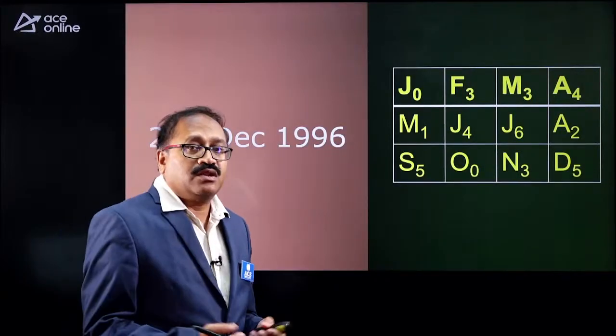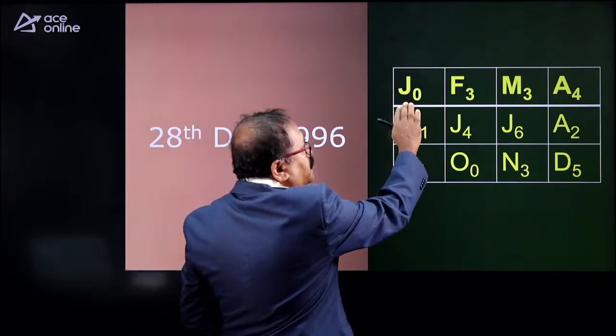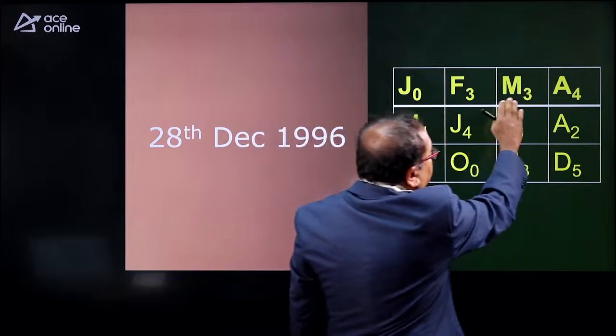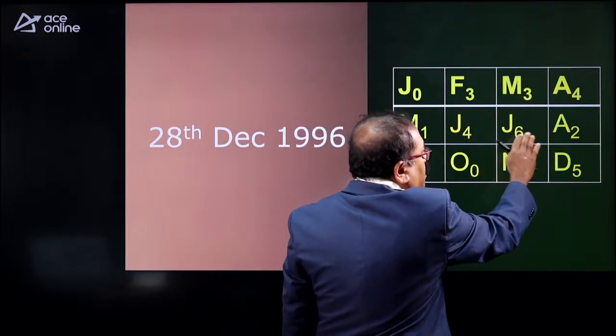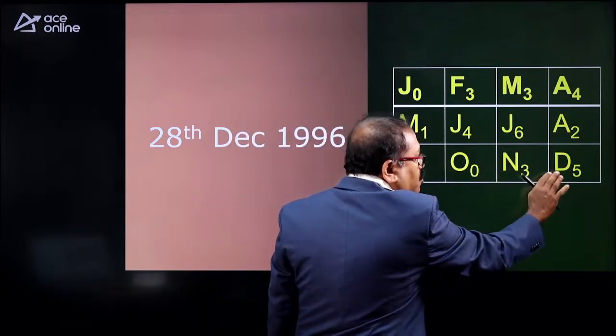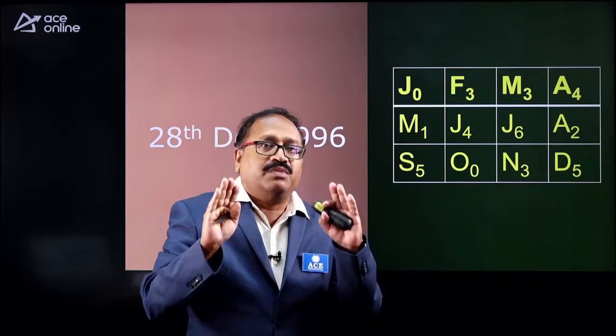So, how do we find it out? Before we calculate the odd day, we are expected to know the code of the month. That is, January 0, February 3, March 3, April 6, May 1, June 4, July 6, August 2, September 5, October 0, November 3 and December 5. So this code you are expected to remember.